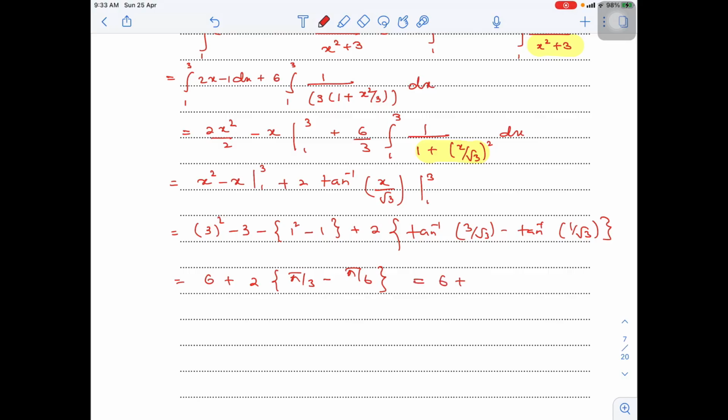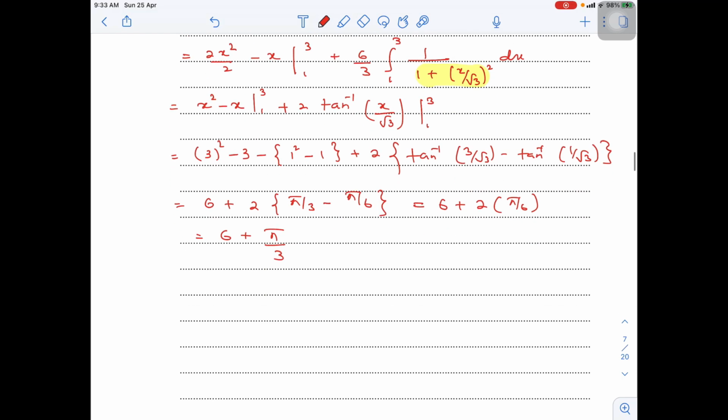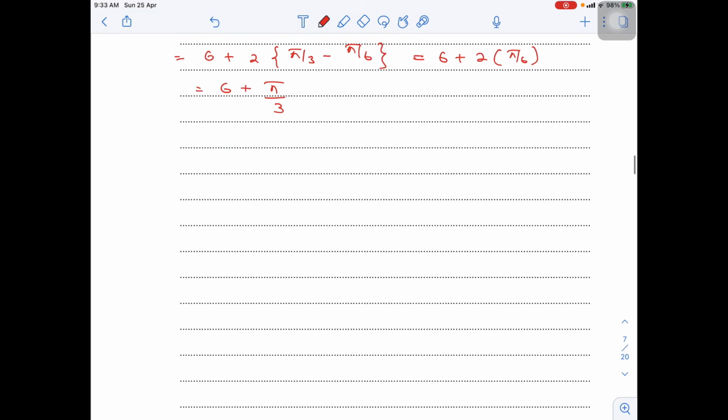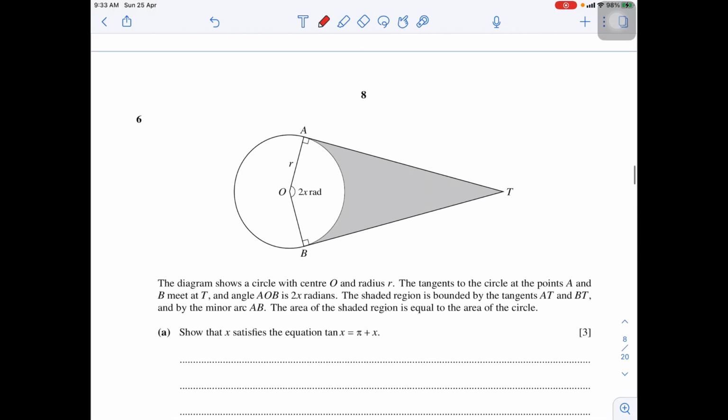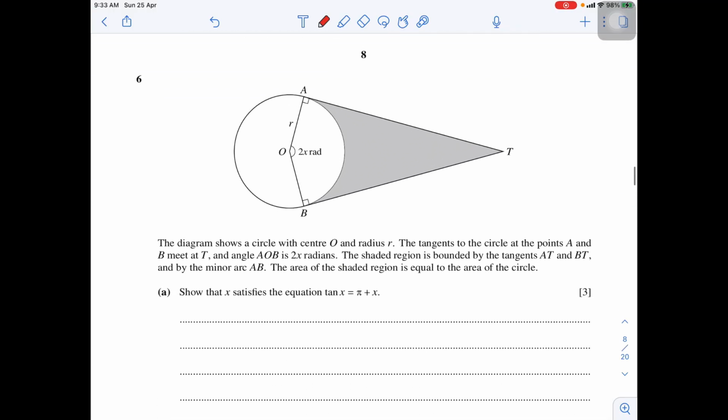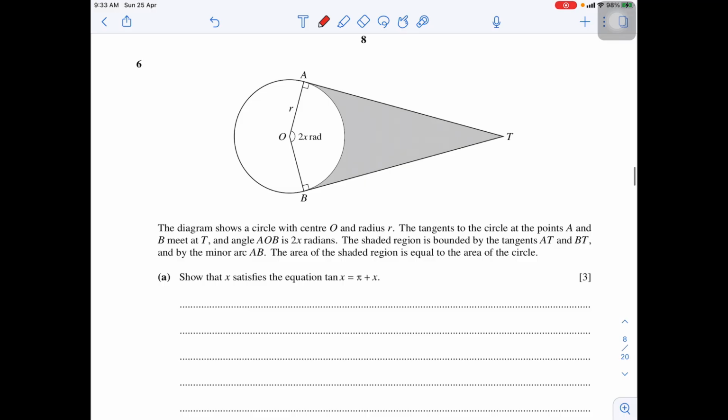If your calculator does not give exact values in radians, then you will have to remember the table of values that I have given. Remember that, please. So that's 6 plus 2 times pi over 6, which is 6 plus pi over 3. Let's try the next one now.